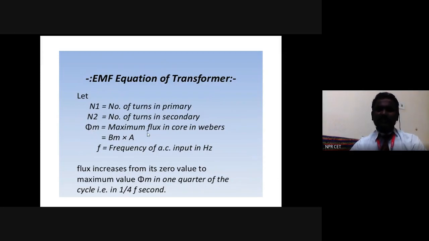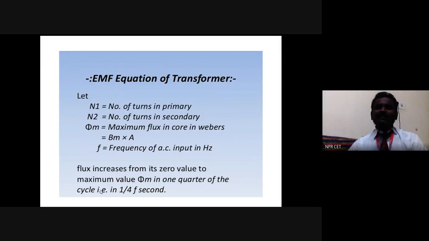The unit of flux is Weber. The maximum value of flux is calculated as Bm into A. What is Bm? B is flux density and Bm is the maximum value of flux density. A stands for the cross-sectional area of the iron core. The term f refers to the frequency of the input supply in hertz or cycles per second. So these are all the terms we consider.